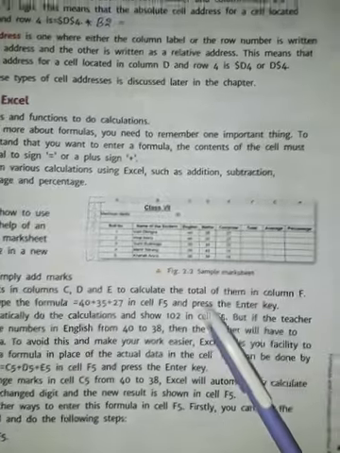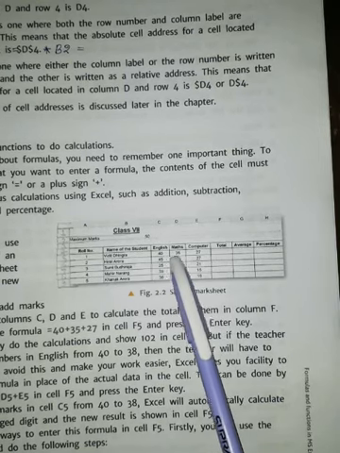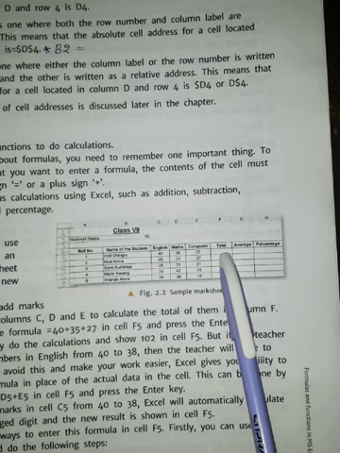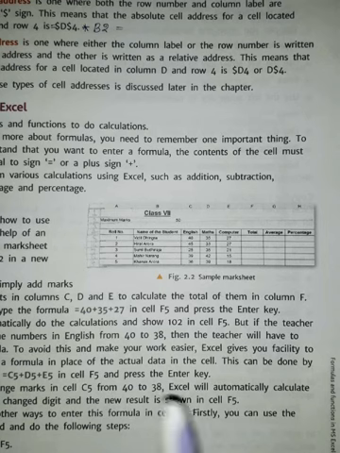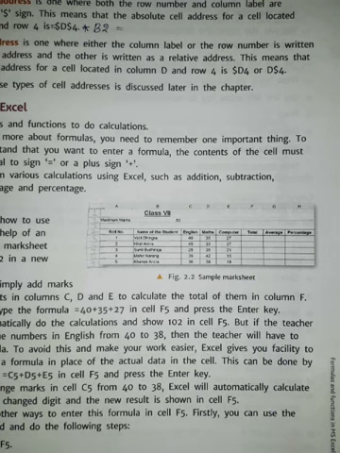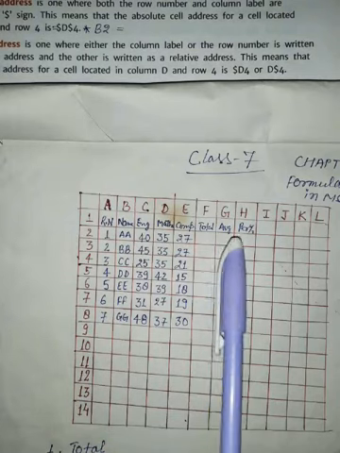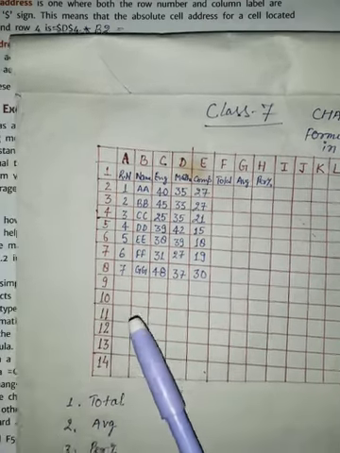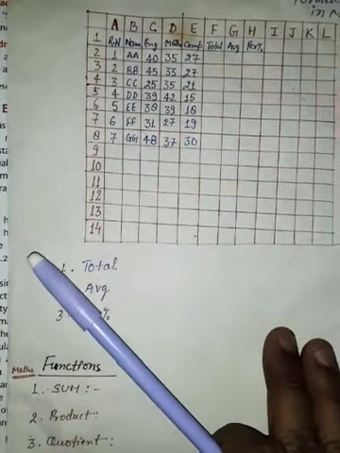You can see the students' marks here: C5 is 40, D5 is 35, E5 is 27. The total will be in F5. Here the students get a total in F5. I will show you by doing the calculation on paper: the total, average, and percentage.